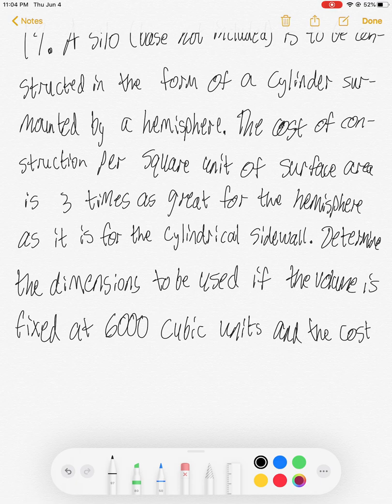I imagine that's supposed to be like feet or meters or something, but it's kind of fun to imagine that as like millimeters or centimeters. Just a tiny, tiny, cute little silo.